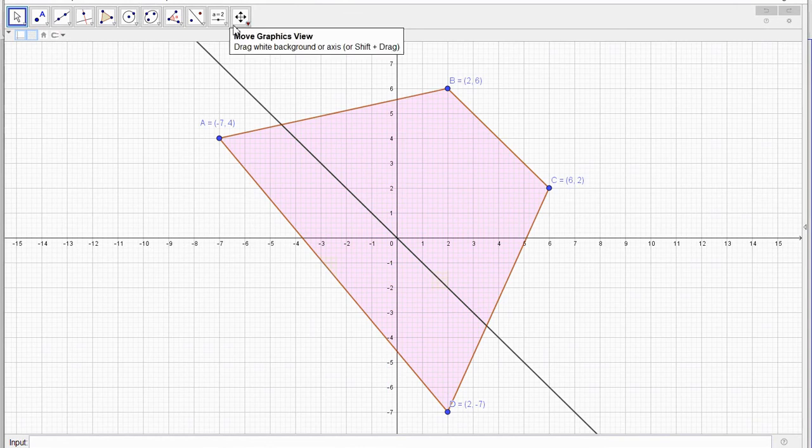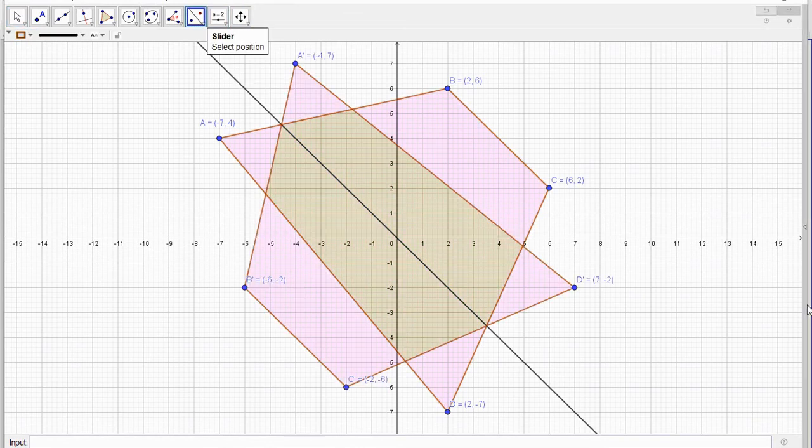Okay, so I need to move this one across this line, and there we go. You notice that your A is -7, 4, and this is -4, 7, so you'll notice that things are changing, but the magnitudes are all the same. All right, 2, 6, 6, 2. The magnitude of 6, 2 over here, and 2, 6. These magnitudes, the numbers, don't change. The only thing that's changing is the sign.